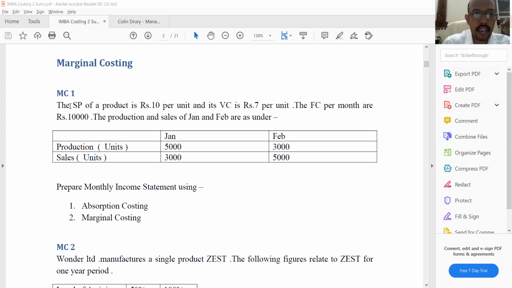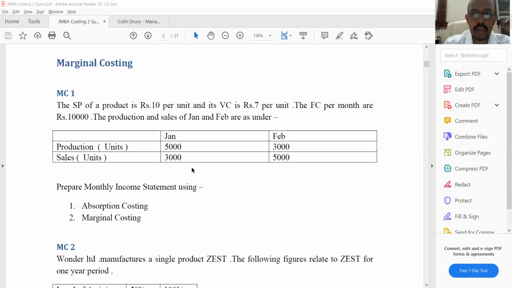It says that the selling price of a product is 10 rupees per unit and its VC, that is variable cost, is 7 rupees per unit. The fixed cost per month is rupees 10,000. The production and sales of Jan and Feb are given to us as under. Production in units, it's not rupees, was 5,000 in Jan. In Jan we sold 3,000 units.